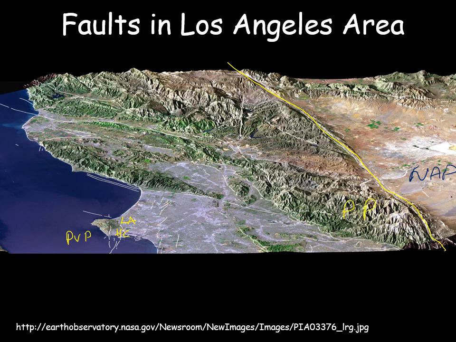And if you look carefully, you can see lots of other faults. So this is the Santa Monica Mountains, and that's the Santa Monica Fault. And these are the San Gabriel Mountains, so this is the San Gabriel Fault. It's a very complex set of faults because this is a plate boundary zone.